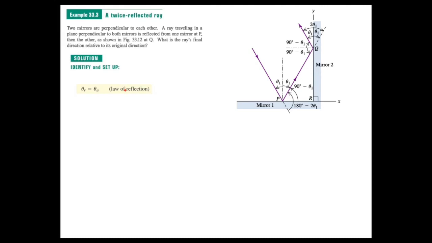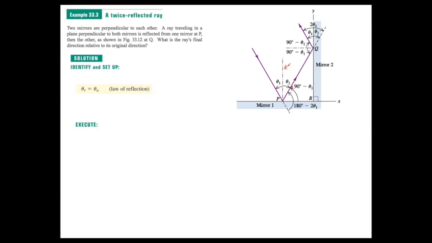The only equation that we'll need for it is the law of reflection that states that the reflected angle is equal to the incident angle, where of course these angles have to be measured relative to the normal to the two mirror surfaces, and these are shown by these dashed lines in the figure. So we're ready to begin. Let's assume that the incident ray comes in and hits mirror 1 at an angle theta 1 with respect to the normal to mirror 1.